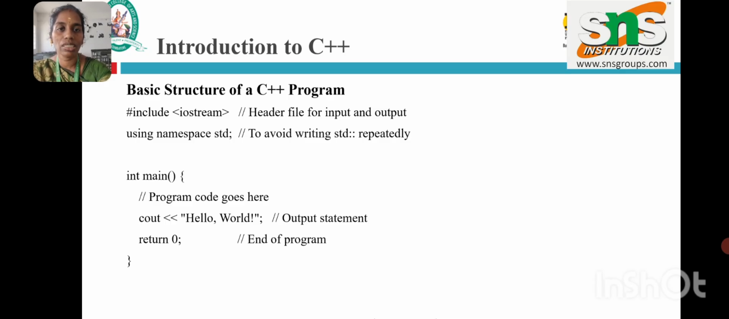The main structure of the C++ program is inside our main function, that is int main(). The int denotes the return type of the program. The simple format is the cout statement, here depicted as hello world. The message we give inside the double quotation will be displayed as it is in the output of the C++ program. At the end of the program we return 0, which denotes the end of the program. This is the basic structure of a C++ program.